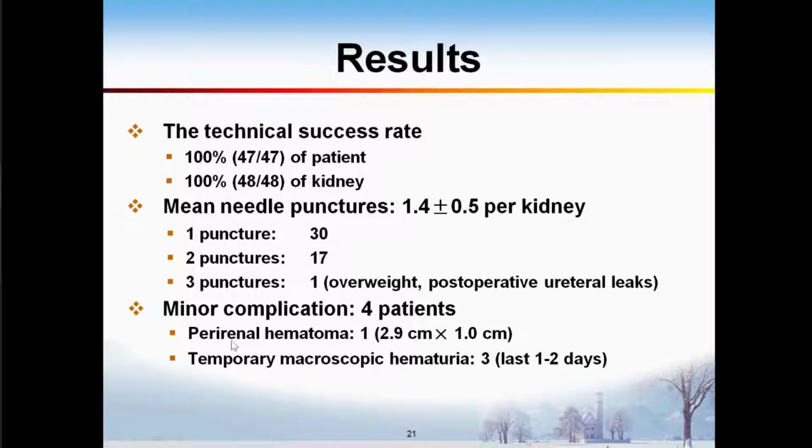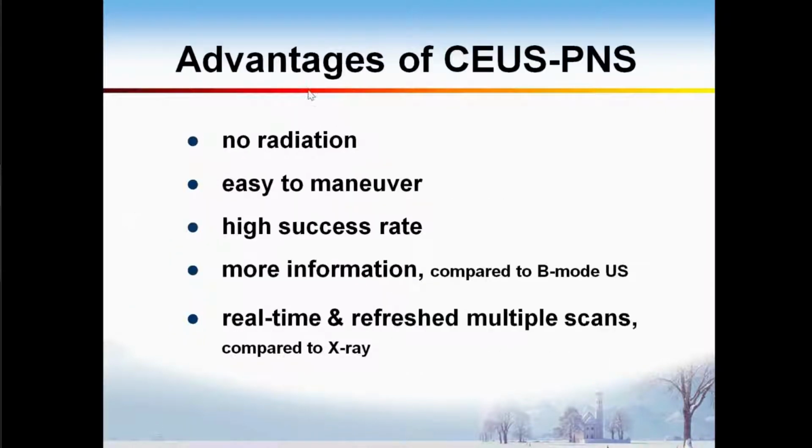One with renal hematoma. So we can say the advantages of contrast ultrasound PNS are no radiation, easy to evaluate, high success rate, and more information compared with B-mode ultrasound. It has real-time and refreshed multiple scans compared with the X-ray, which has only one-time injection. Because the success rate is 100%.